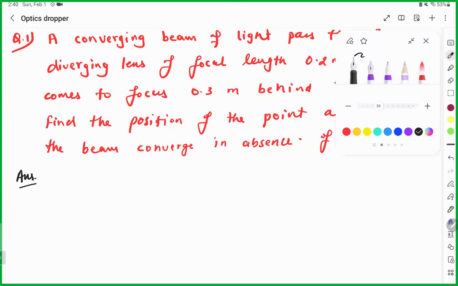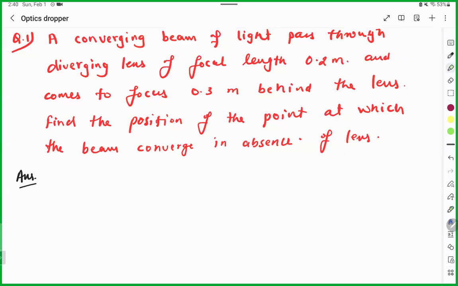In this case, what is happening? Let me explain. There is a converging beam of light. Light is naturally trying to meet at a point, and then in between you place a diverging lens. And you know diverging lens means which lens, Sania? The concave lens. Focal length is given for the concave lens, 0.2 meter. For the convex lens, you have the focal length positive, and for concave, you have negative.